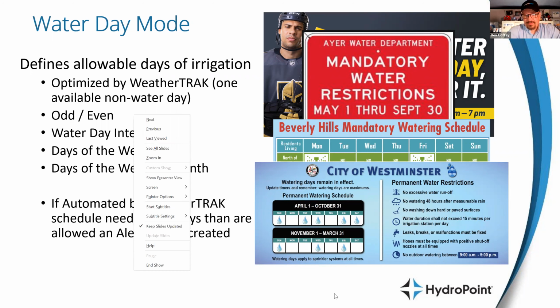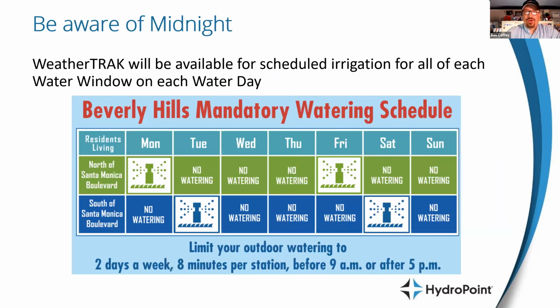And one thing you have to be aware of when you're doing this is the crossover of midnight. Some water restrictions are very strict on that midnight cutoff. If they say you're only allowed to water on Wednesday, they mean from midnight on Wednesday to midnight, a 24-hour period, midnight to midnight. WeatherTRAK doesn't automatically do that. That's something that you as a manager have to be aware of. That has come back to bite some of my users.